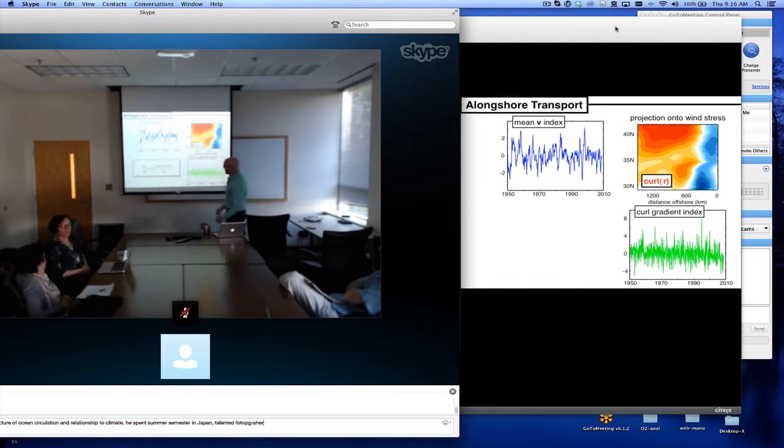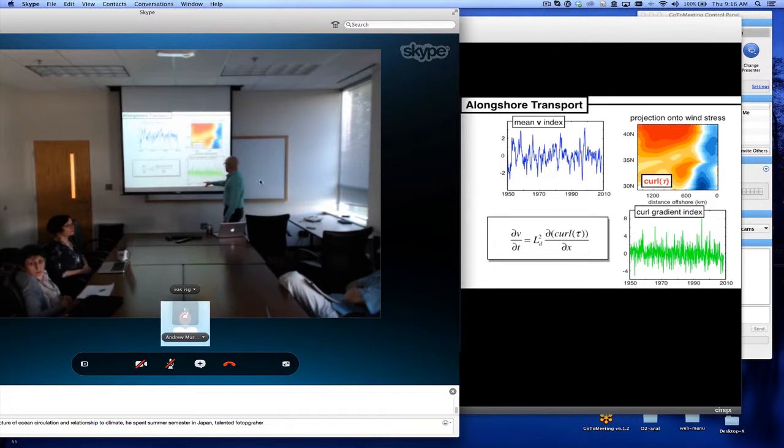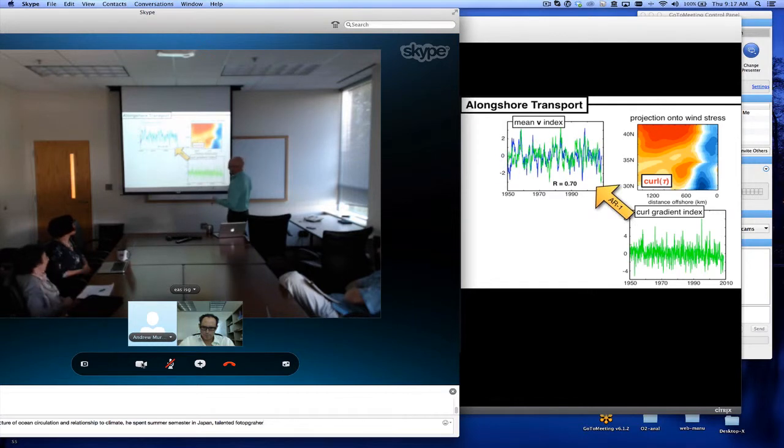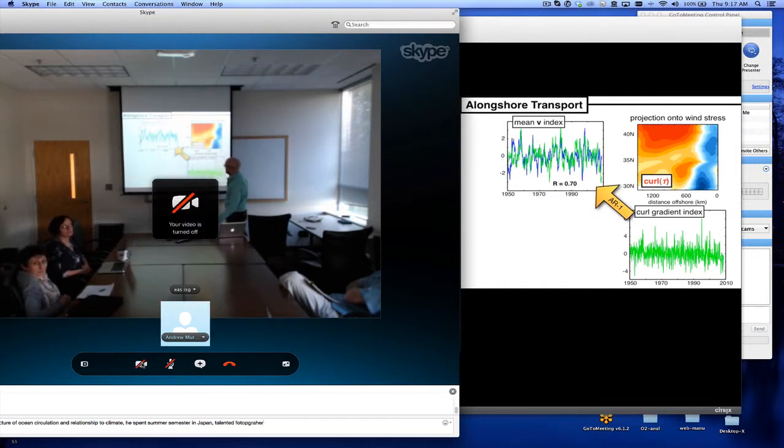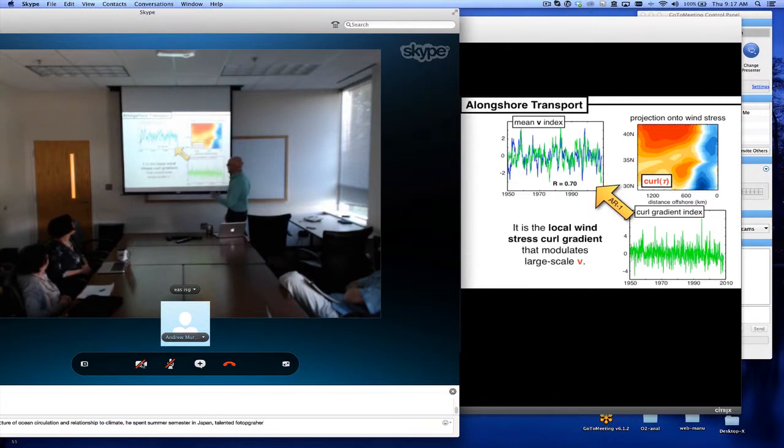But going back to that dynamical balance we talked about on extremely large spatial scales, where V is being driven largely by this gradient pattern, we can use this index to drive an AR1 model. We get a pattern that looks like that. And it actually correlates extremely well with that mean V index. So it's really this local wind stress curl gradient that tends to modulate large-scale V.